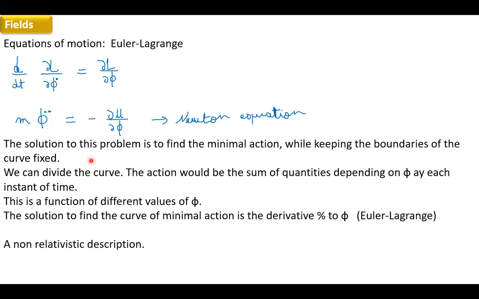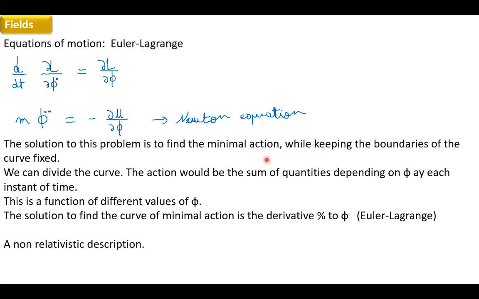So we have a problem. We have to find these equations of motion. So our problem is to find the minimal action. And here, when I say minimal action, I mean the extremal action. So it could be minimum, it could be maximum. I always use the term minimum because it is easier to understand, as we say a minimal action. So it's like the principle of least action.